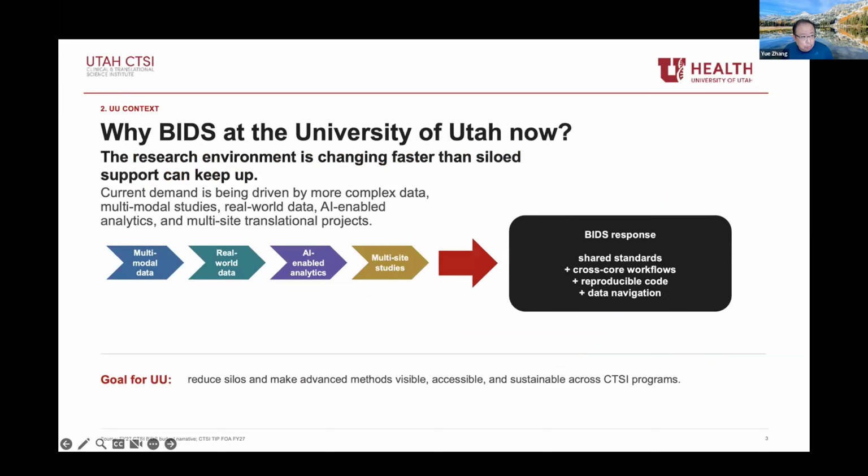Now I want to show why BIDS at the University of Utah, and where we are. We have had the BIDS community at the University of Utah since the end of last year or early this year. Currently we have two members. Julio is the member from the BMI, and I serve as the BIDS member from biostatistics.